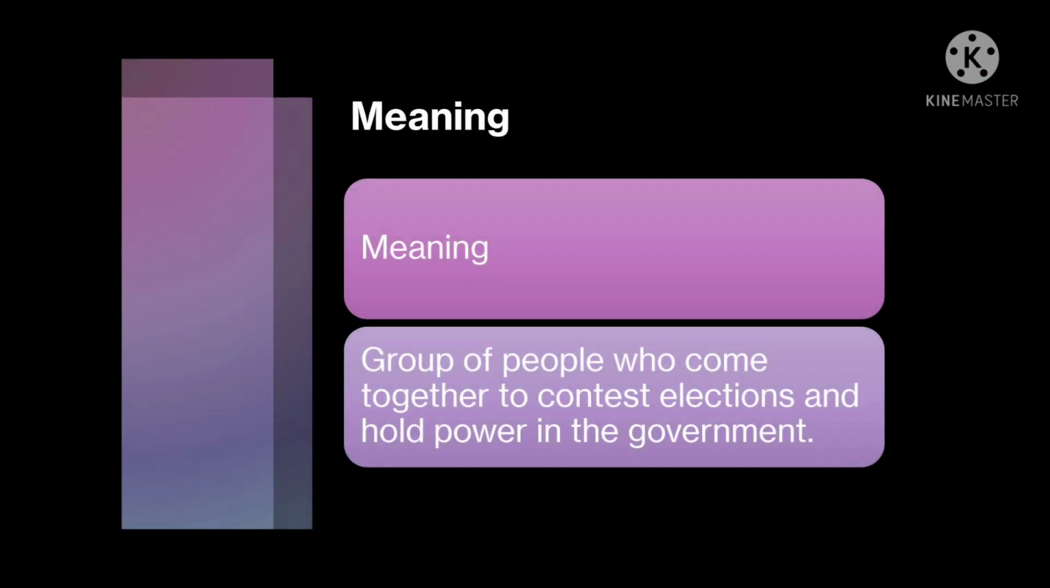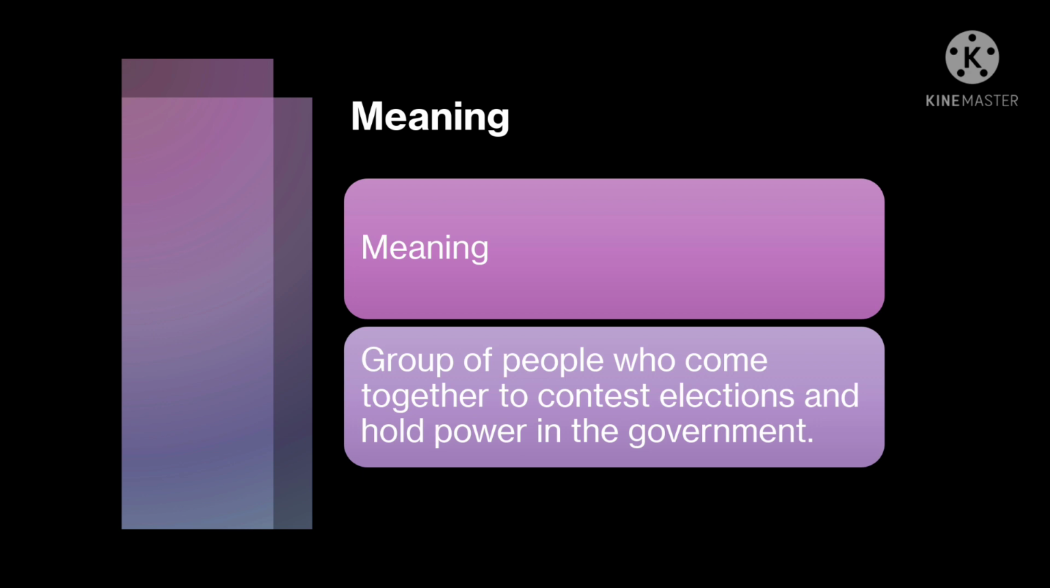The first topic: meaning. A political party is a group of people who come together to contest elections and hold power in the government. So the political party is a group of people. They are contesting an election for what purpose? To hold power in the government.